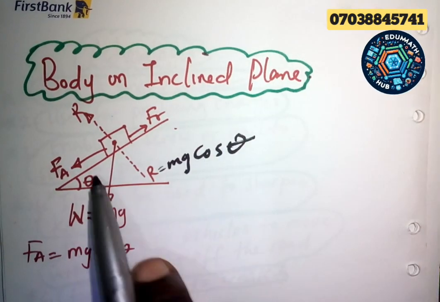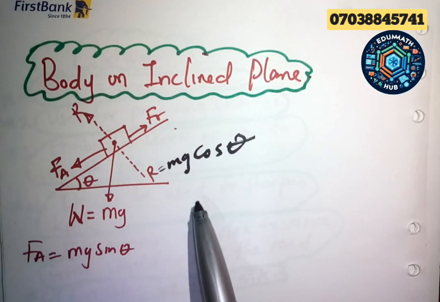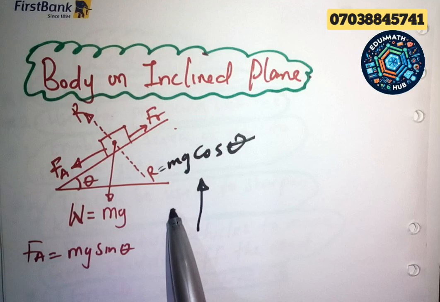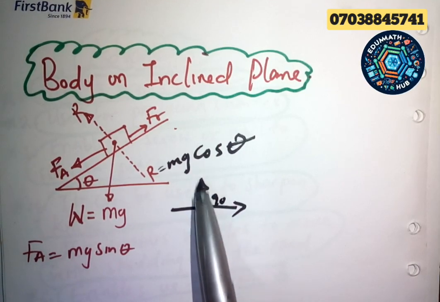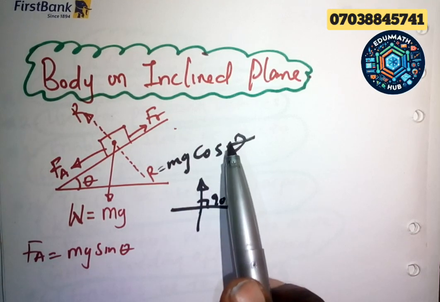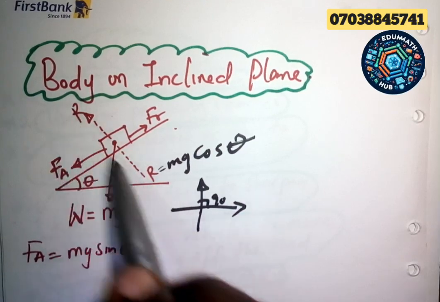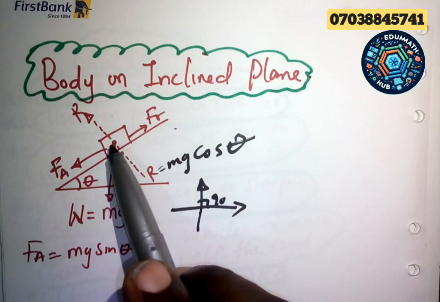It does not have any effect on this body along this plane. When you have a force acting vertically upwards like this, it does not have any effect along a direction that is perpendicular to it, like this. If here is 90, this force does not have any effect in this direction. It only has an effect vertically upwards. So this weight does not have any effect like this on this body. It only has effect in this direction, which is tending to push the body downwards.